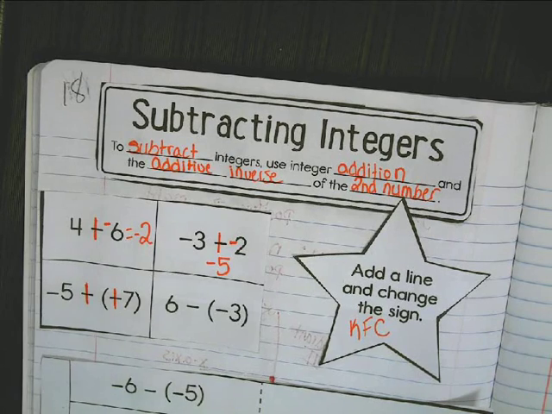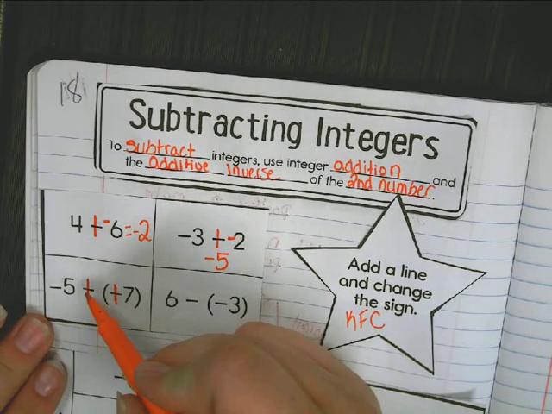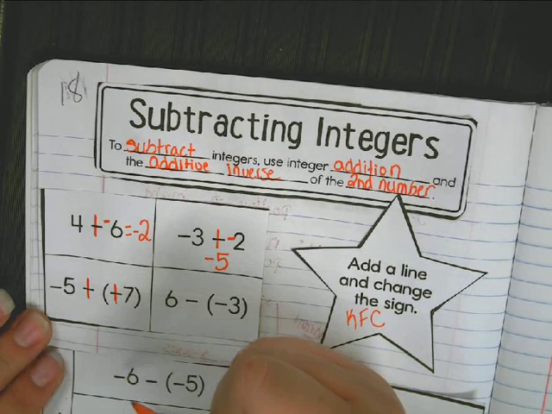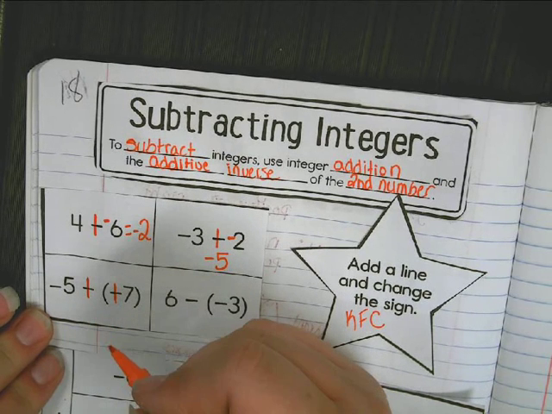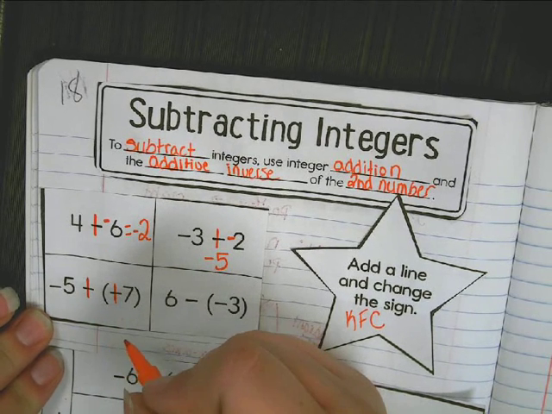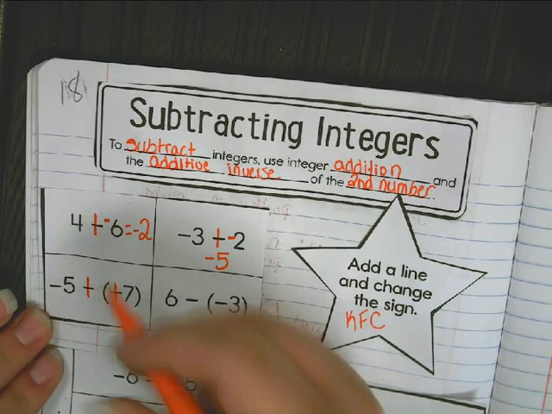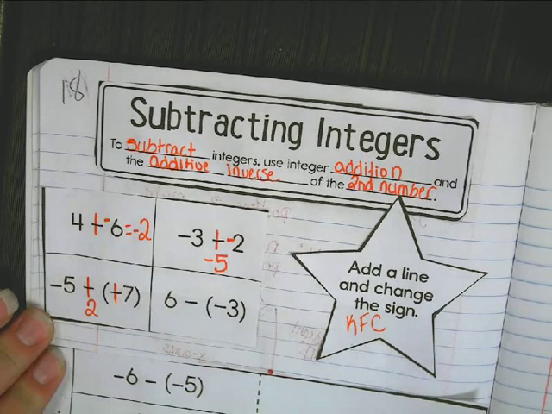So I've got -5 plus +7. Same or different sign? Different, so I subtract. 7 minus 5 is 2. Positive or negative? Positive. +2.